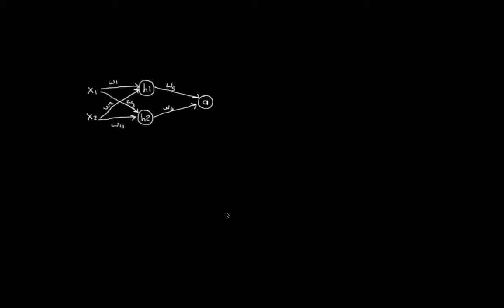So we'll build a neural network that solves this problem, and the neural network will have an input layer where the values for x1 and x2 are input. We'll have one hidden layer which has just 2 nodes and an output layer which contains a single node.